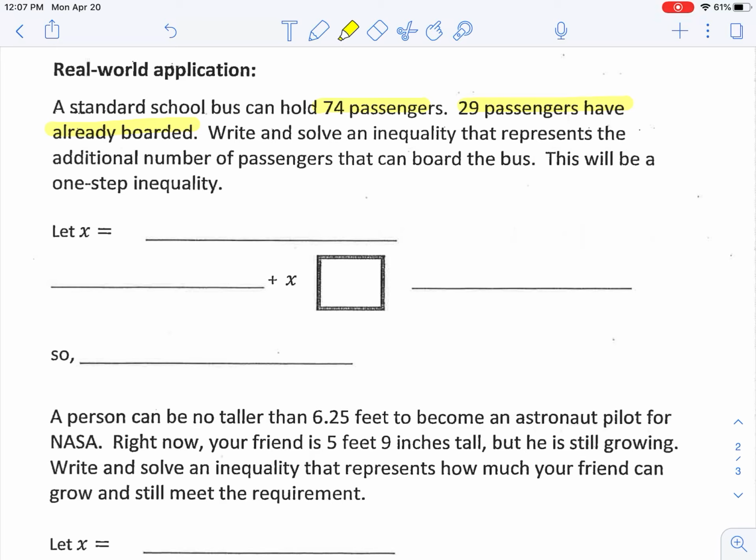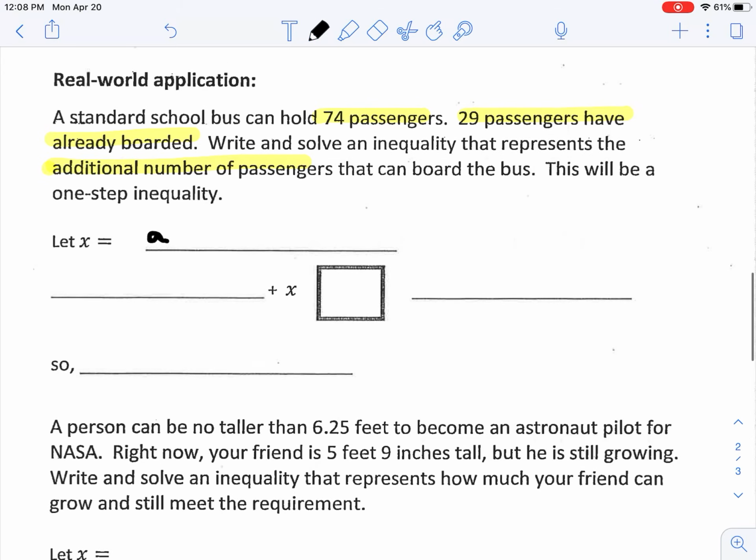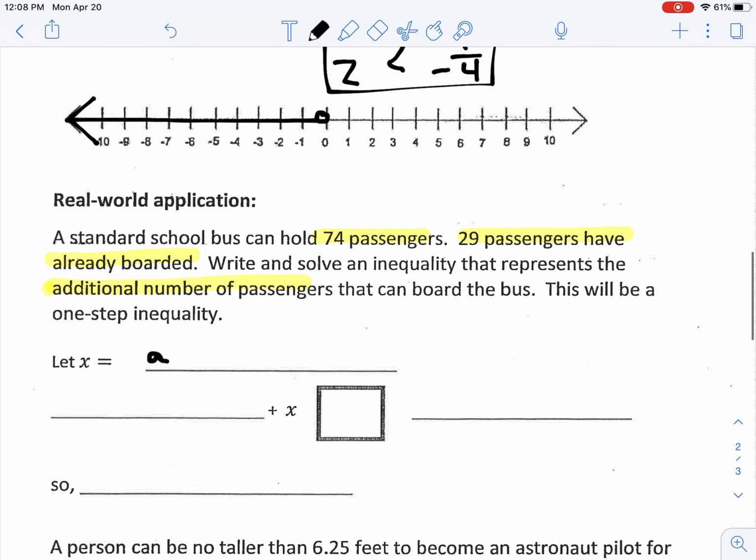So in the problem, it tells you actually which operation you're going to use to write your inequality, the additional number of passengers. And the first thing we're going to do is define our variable. The variable is always defined by the question being asked that represents the additional number of passengers. Let x equal additional number of passengers. That's what we're trying to figure out.